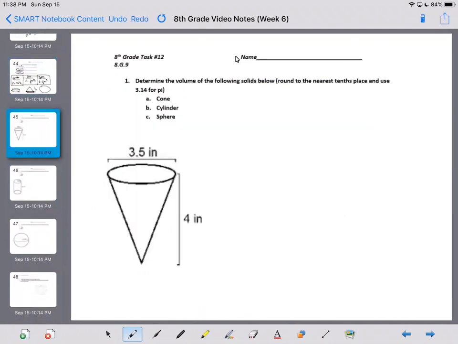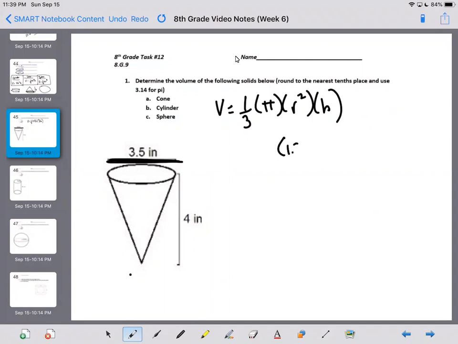So if I want to determine the volume and I give you a cone, we're going to use volume equals 1/3 times pi times the radius squared times the height. So we know that the diameter is 3.5. So half of 3.5 would be 1.75, and you need to square that. The height is 4, and we can use 3.14 as an approximation, and then we can also just say that we're going to divide the entire answer by 3, because that's the same as multiplying by 1/3.